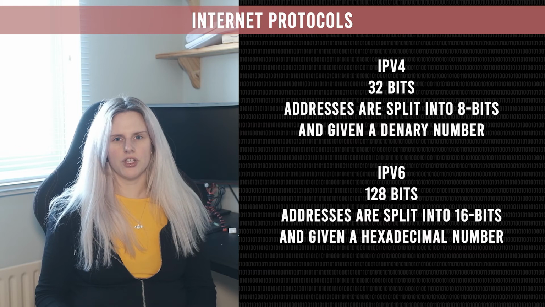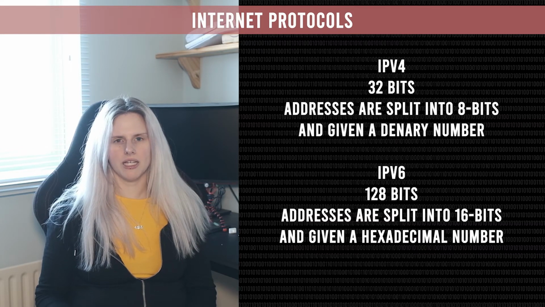IP version 4 uses 32 bits. But it became very apparent very quickly that this wasn't enough to accommodate all the devices trying to access the network, so IPv6 uses 128 bits. IPv6 uses hexadecimal to represent the numbers, and these are split into 16-bit chunks. IPv4, on the other hand, uses denary numbers, and each number is split into 8-bit chunks.